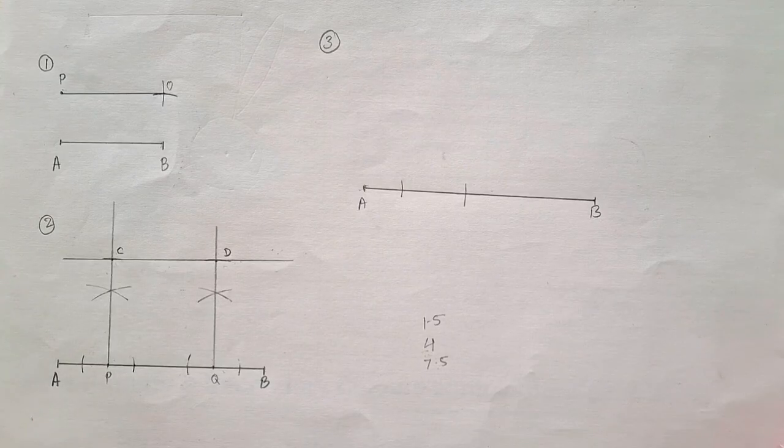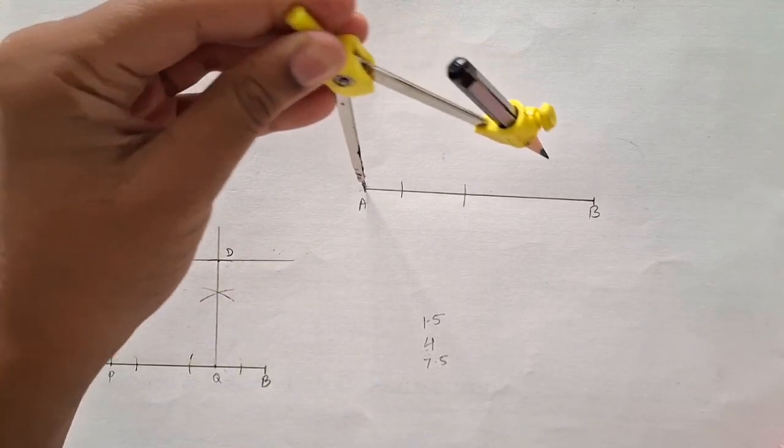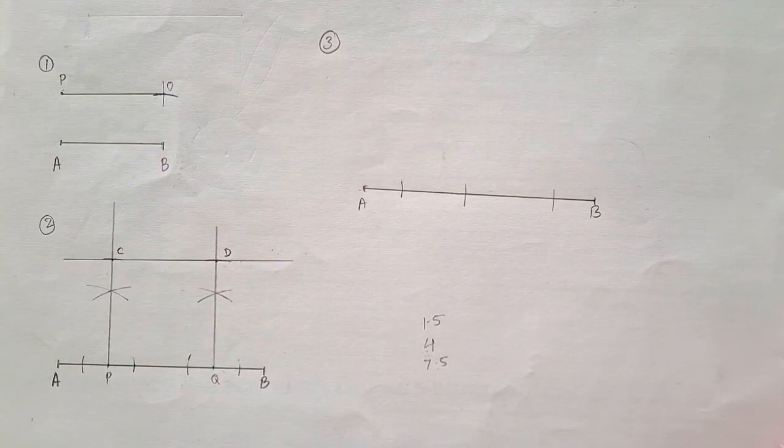The next measurement they have given is 7.5. So now taking the radius as 7.5, keeping on point A, I have made the third arc. So all the 3 arcs are ready. Now the next part of question says divide line CD which is 12 cm long in the same proportion as the divisions of line AB.